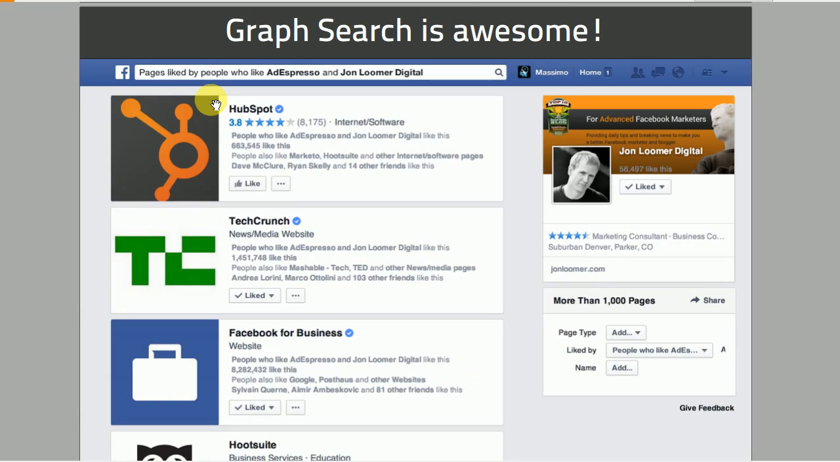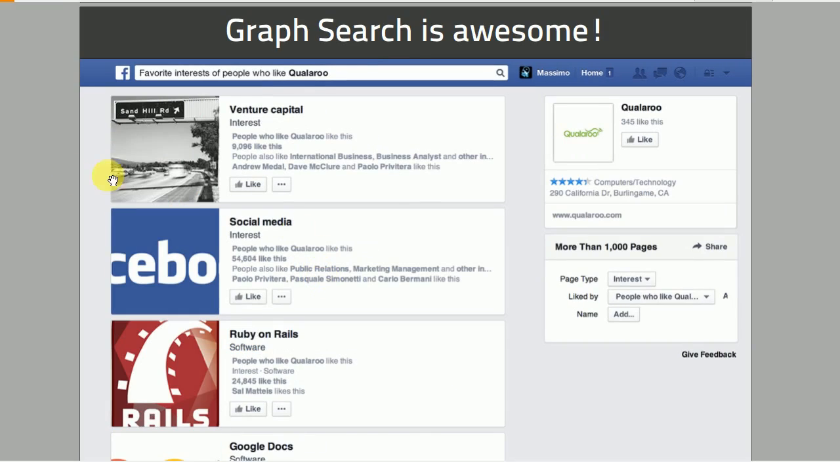So this is graph insights. Use graph insight to look for people, other things people like.